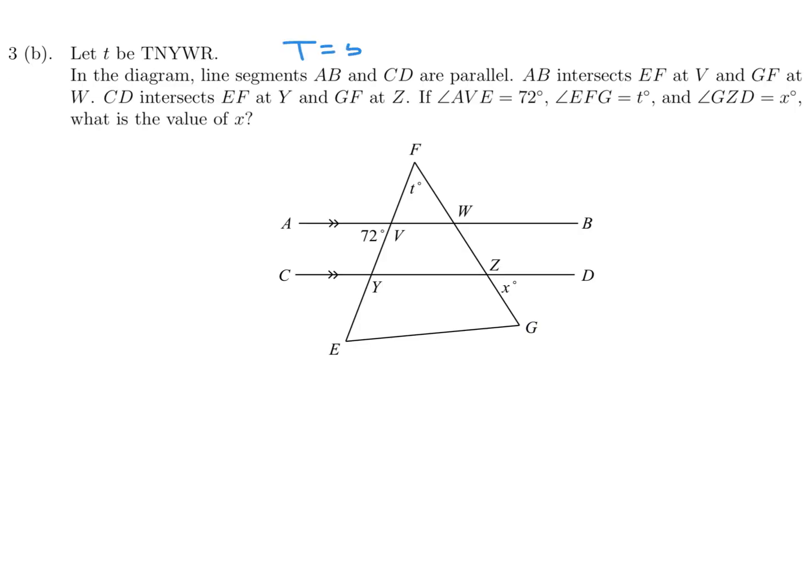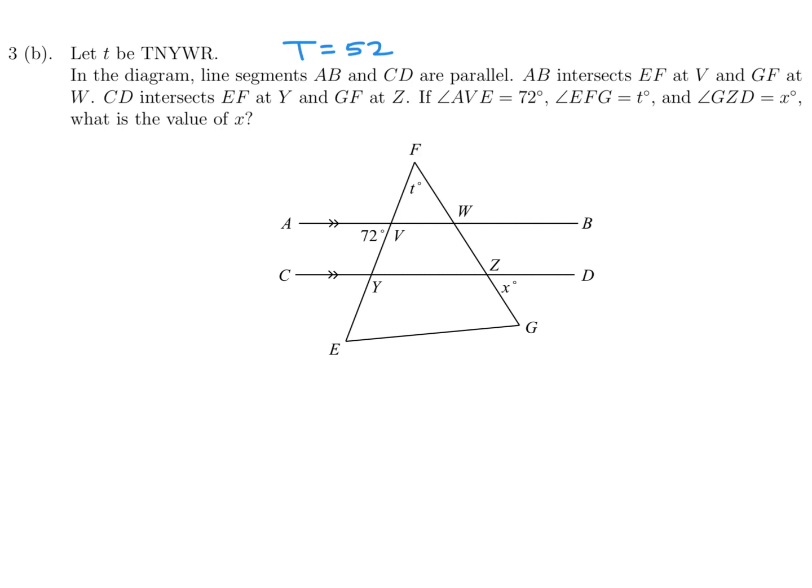T is 52. In the diagram, line segments AB and CD are parallel. AB intersects EF at V, GF at W, CD intersects EF at Y, and GF at Z. If AVE is 72, EFG is T, and GZD is X, what is the value of X?